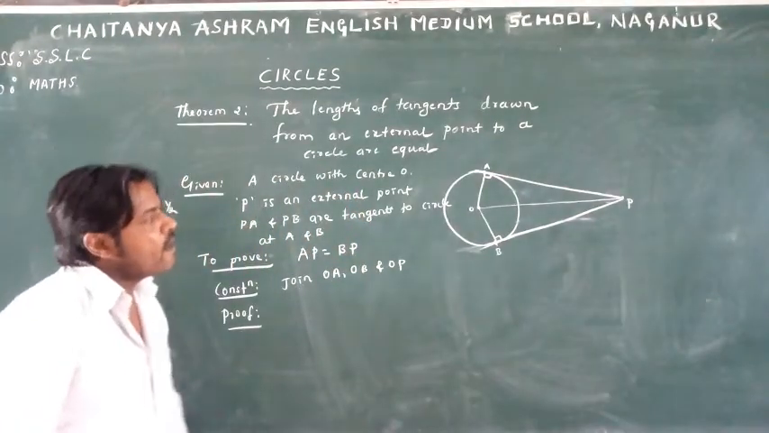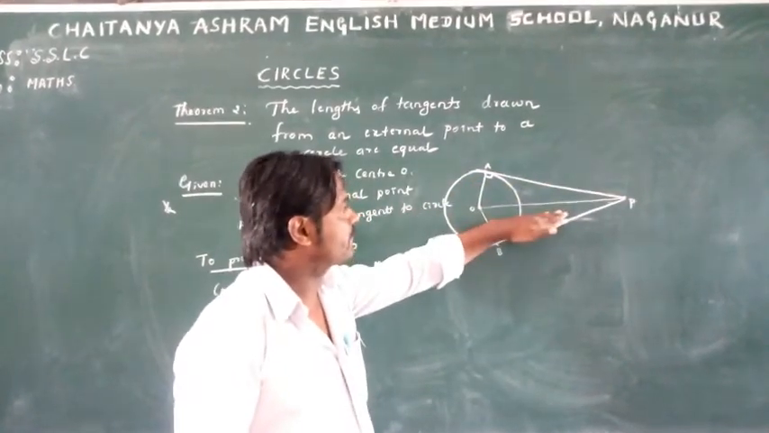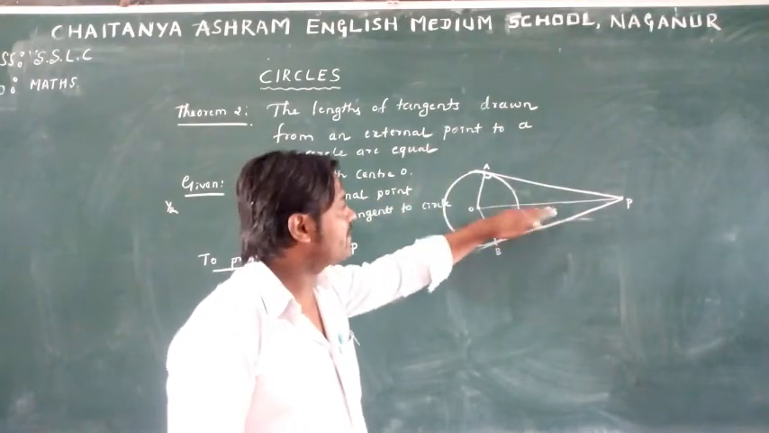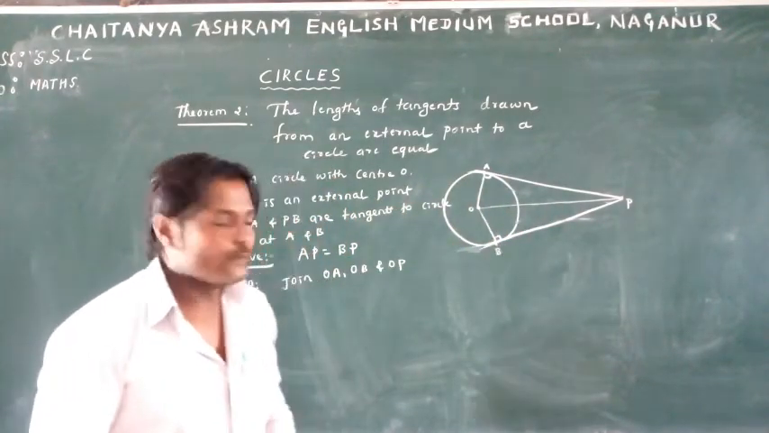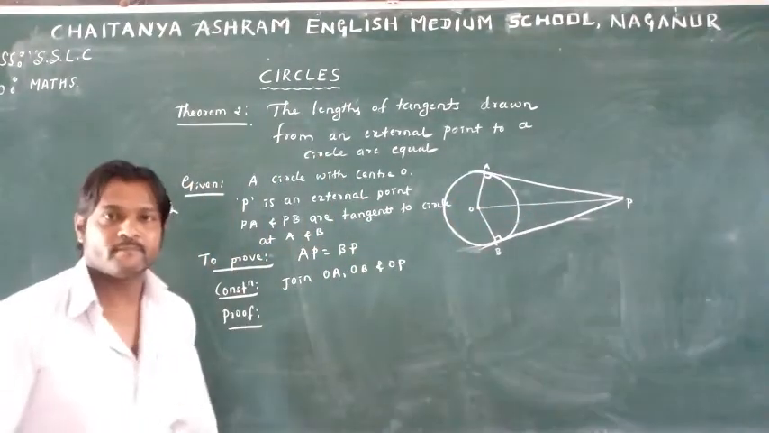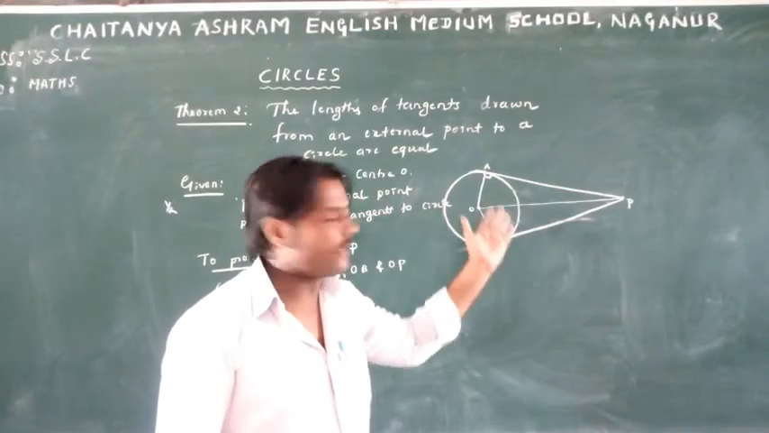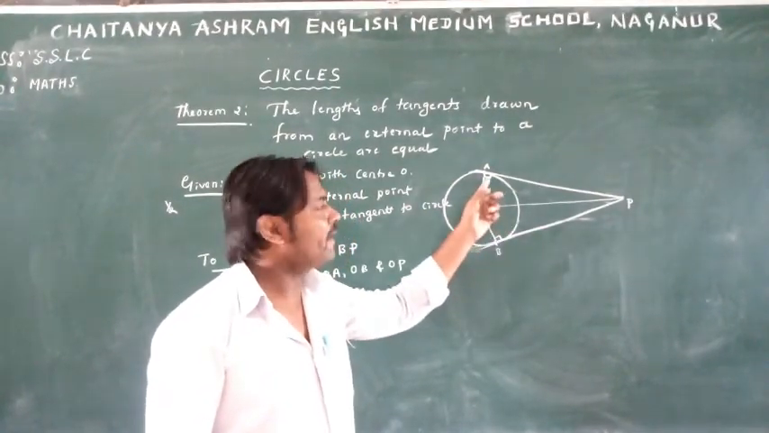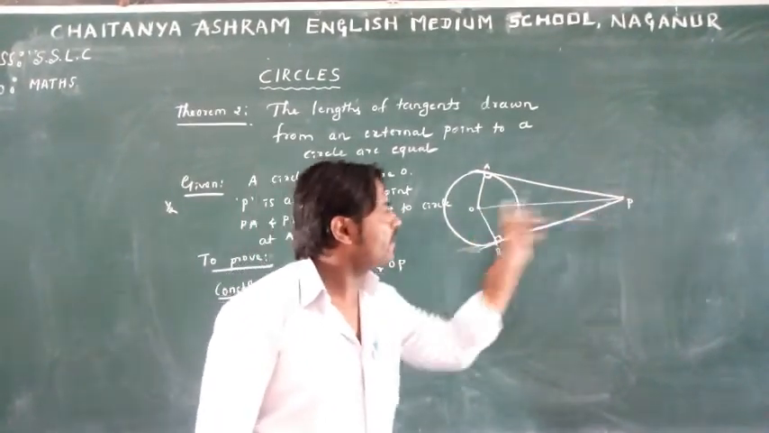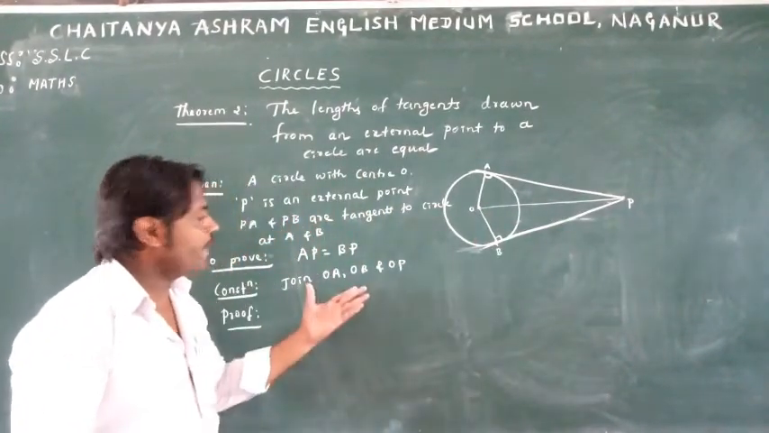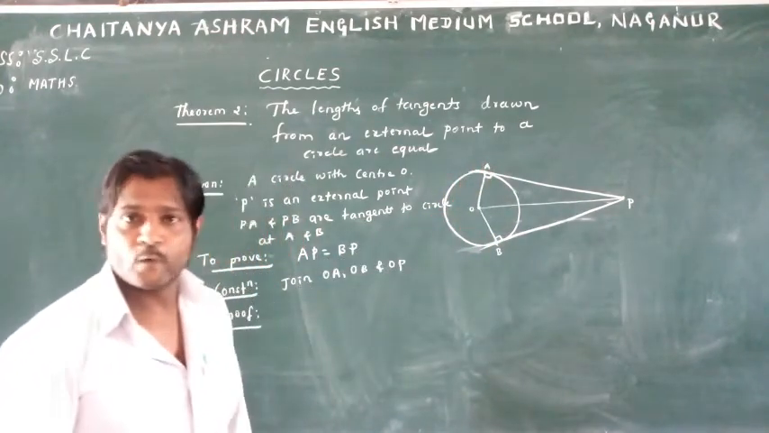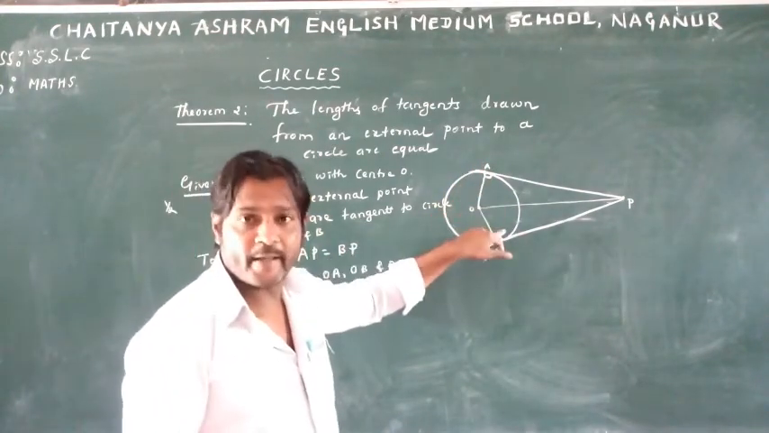So dear children, how many triangles are there? Two triangles. In this triangle, this angle is 90 degrees. In this triangle, this angle is 90 degrees. So which type of triangles are these two? Right angled triangles. Both are right angled triangles. If any one angle is 90 degrees, it is a right angled triangle. So after doing this construction, we obtained two right angled triangles. We consider these two triangles.